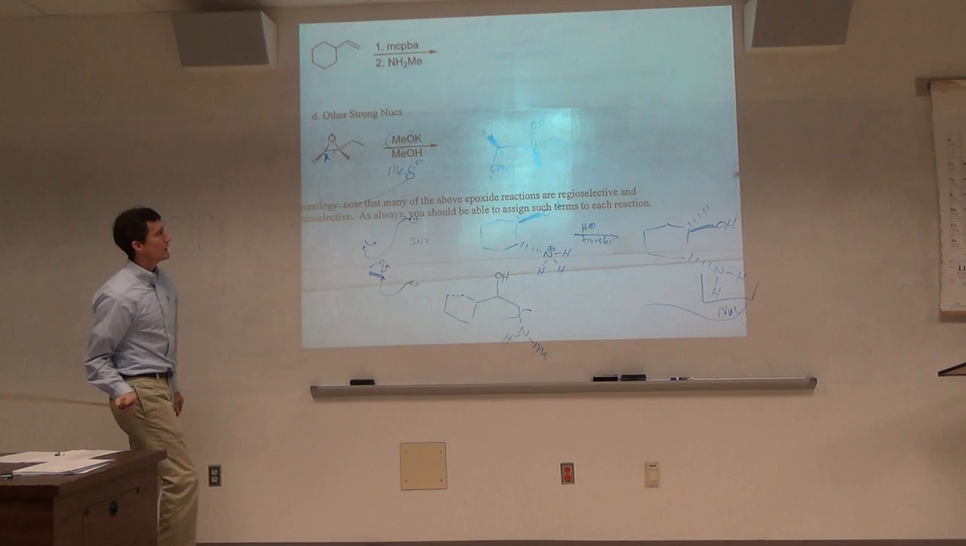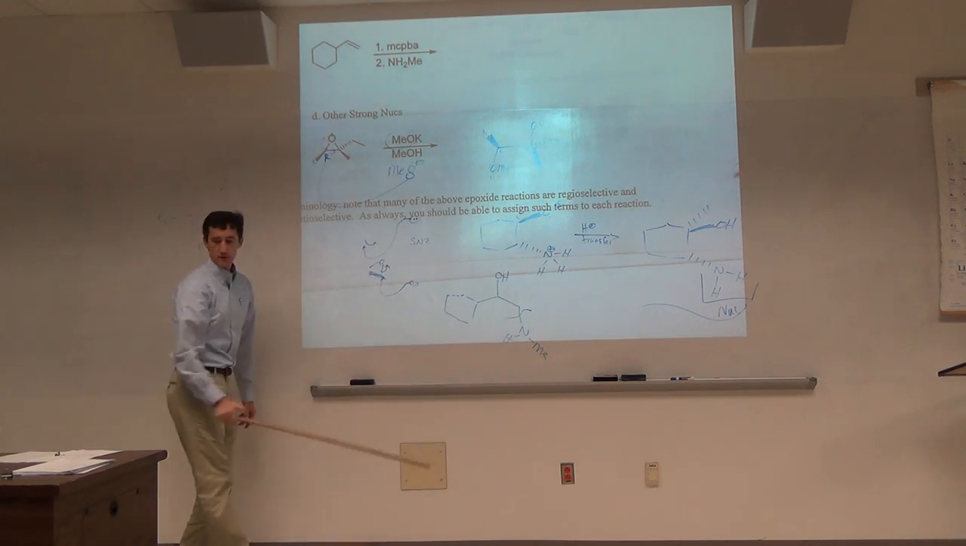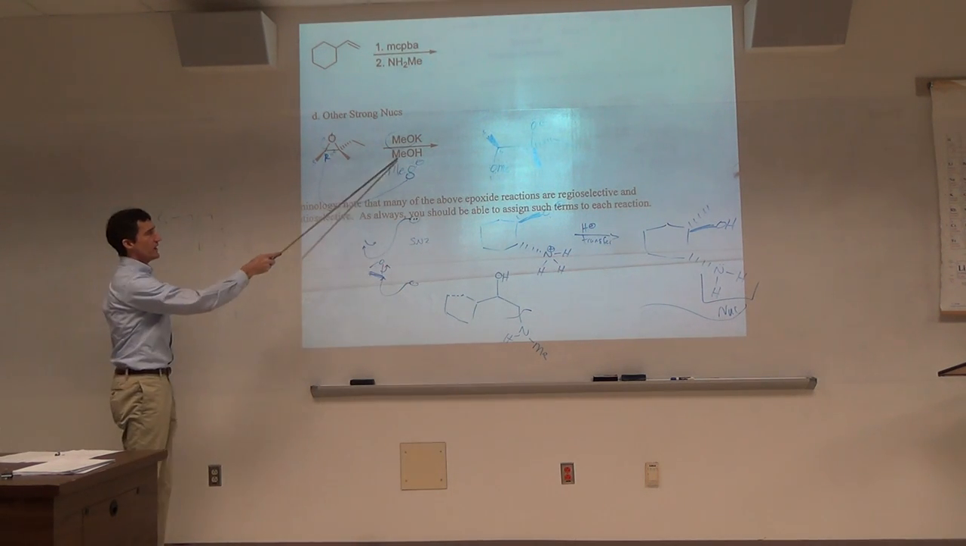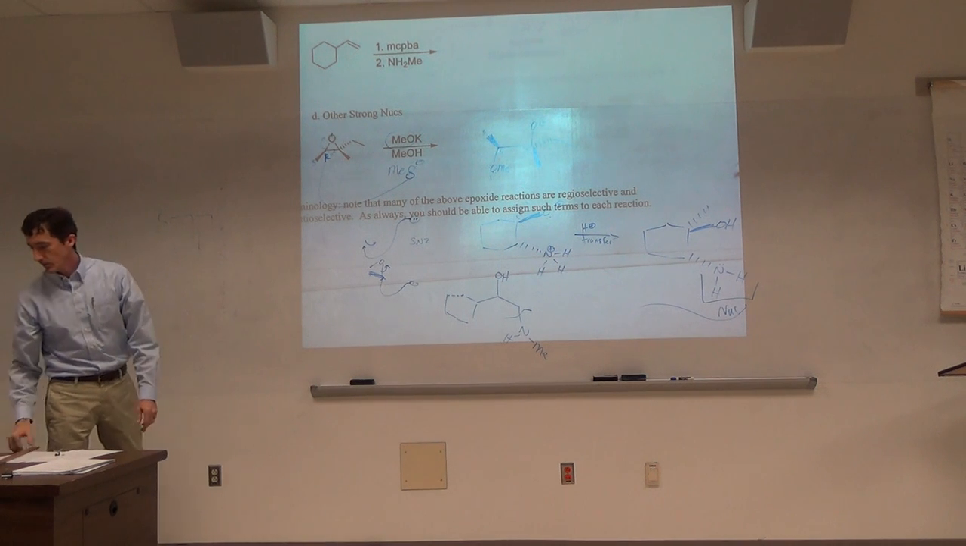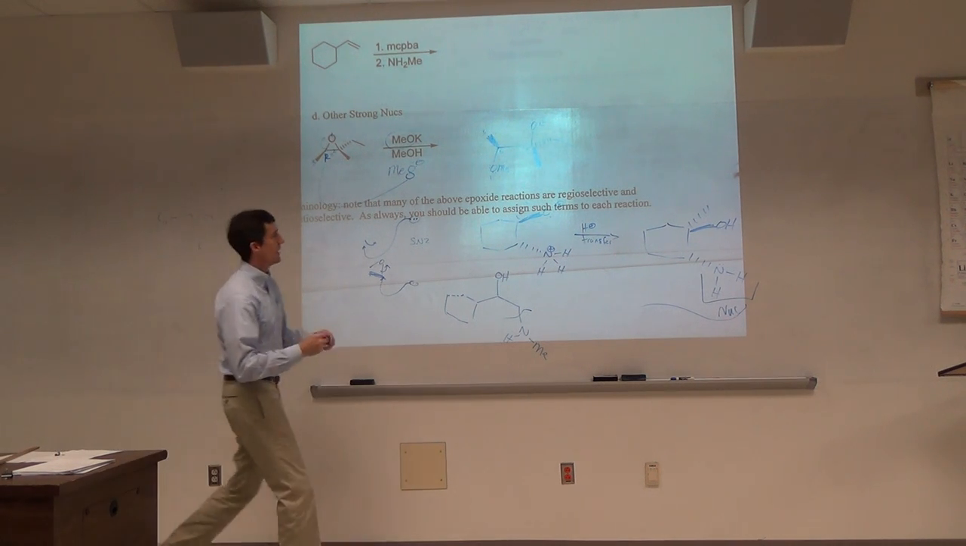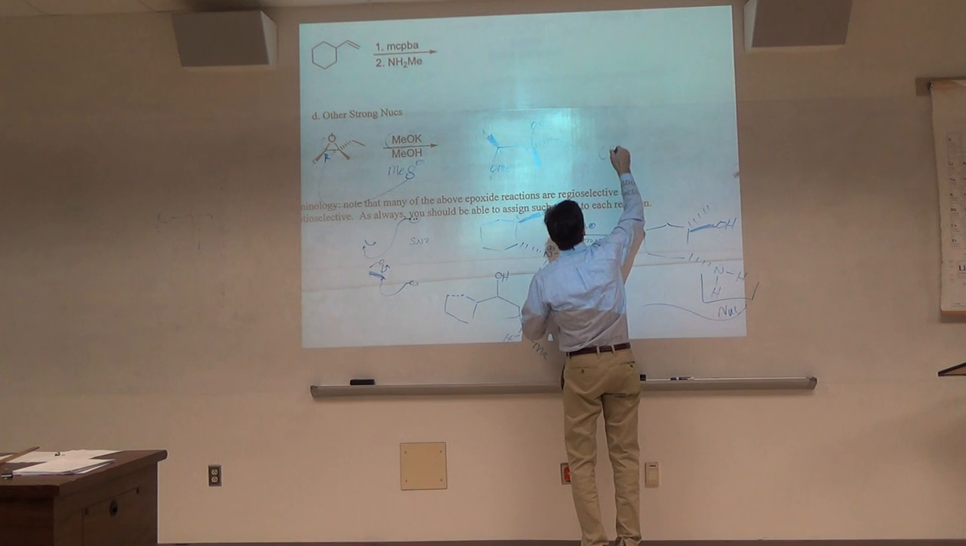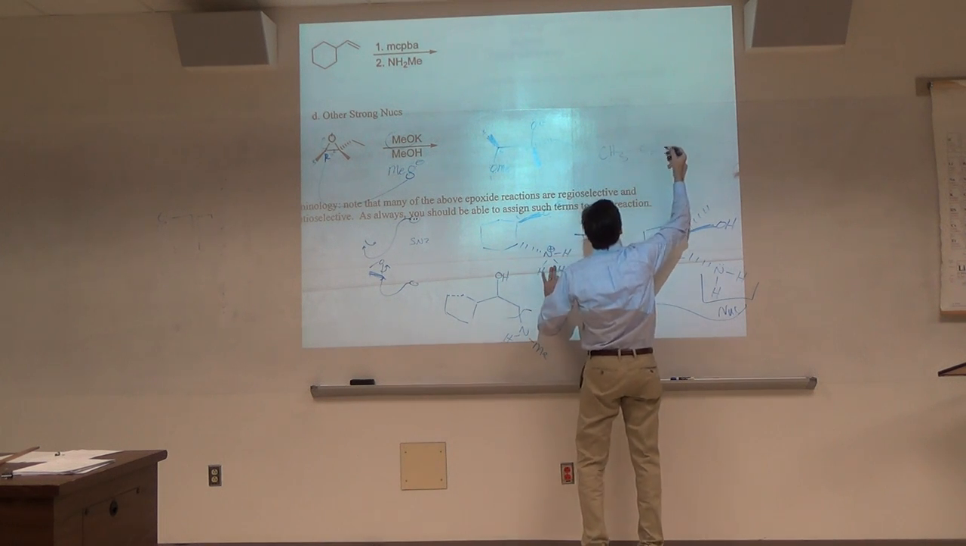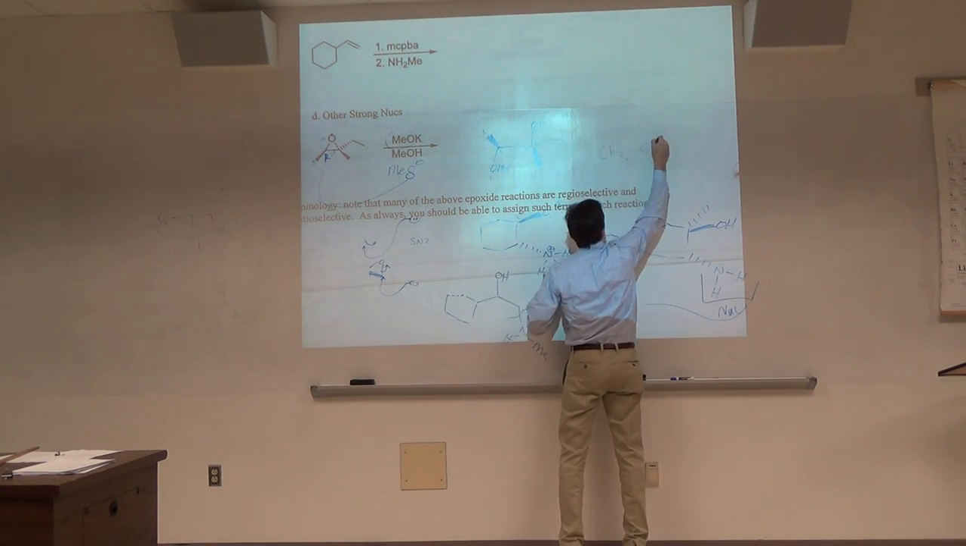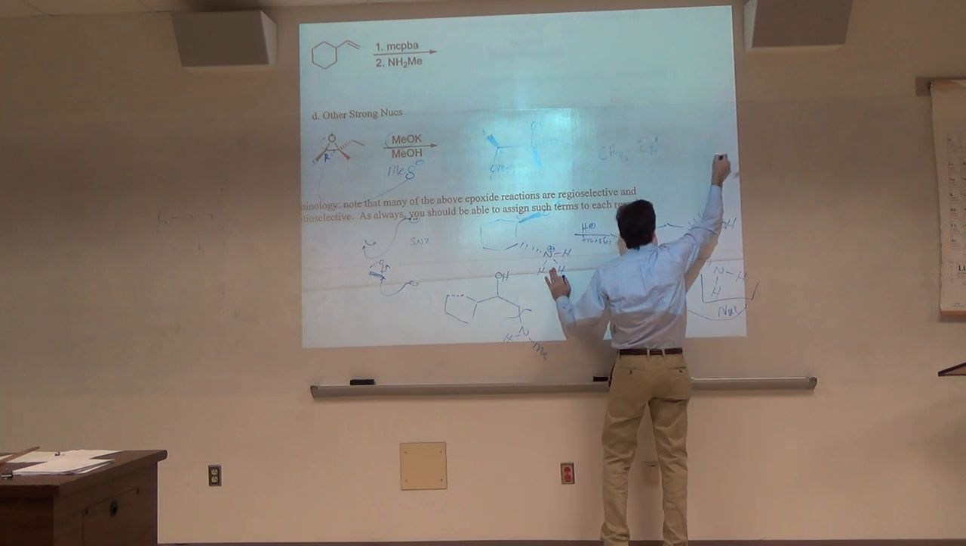We got to put a proton on. What can be a source for the proton? The methanol can be a source for the proton. Or you can throw in water. But basically, with methanol around, this will take an H from methanol, and we can go neutral.